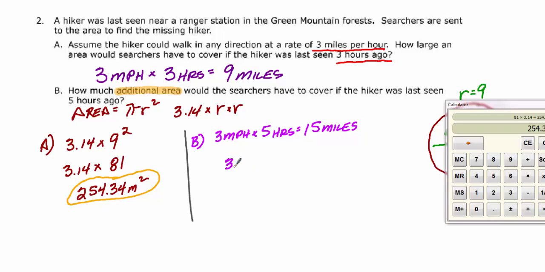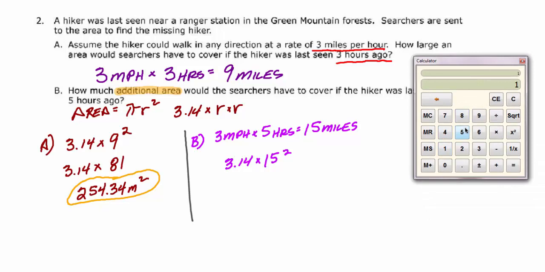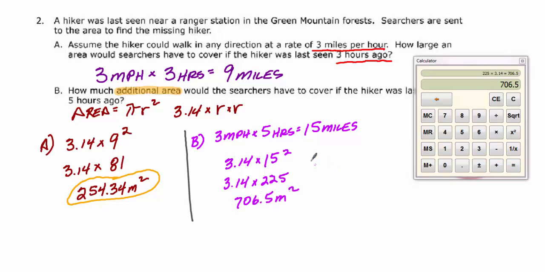So we have 3.14 times 15 squared. Let me clear my calculator out here. 15 squared, there's that little square root button, 225. So I have 3.14 times 225. So 225 times 3.14. That gives me 706.5 square miles.